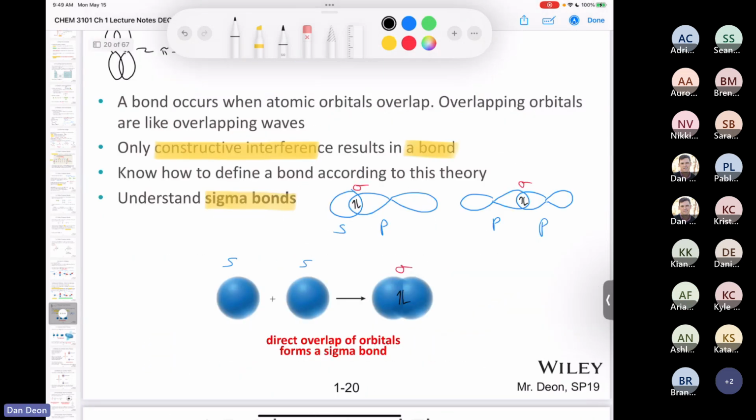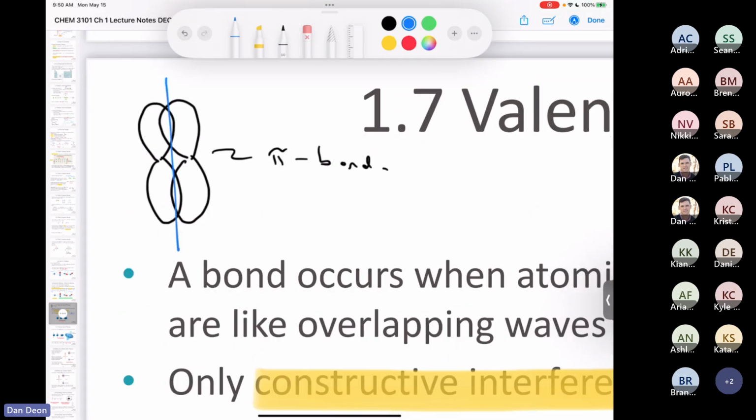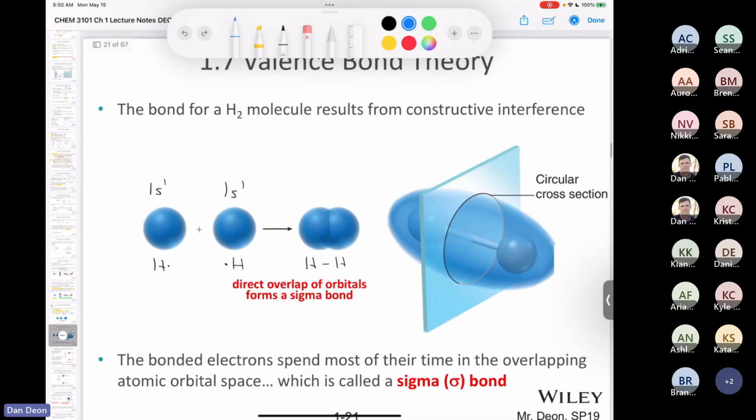If you were to take a cross section, let's say here or here, again, you'd get something that's circular. Whereas if you were to take a cross section of a pi bond, if you took a cross section here, you do not get a circle. Okay, so when you have a circular cross section, that is when you have a sigma bond.